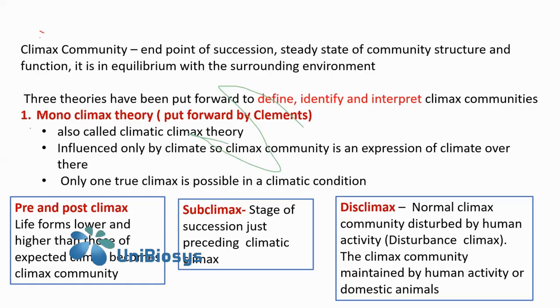Since the monoclimax theory has so many loopholes and problems, some additions have been made. They have named pre-climax and post-climax species. What are pre and post? If pine is the true climax, then the community established just before that is known as pre-climax. That is, life forms lower than the true climax. If any species less complex or lower than the species of the true climax is established there, that is called pre-climax.